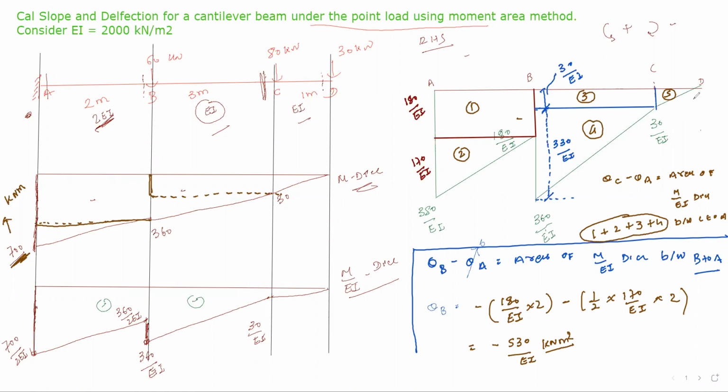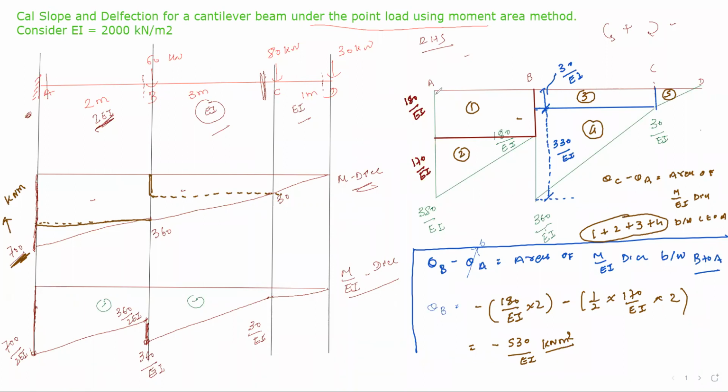And similarly, if I am required to calculate slope at point D, you need to change the equation like this: theta D minus theta A equals area of M by EI diagram between D to A. Now, the question is why I am not considering B point and C point while calculating the slope at point C and point D respectively? Does that question arise or not? While I am calculating slope at point D, why I am only considering point A?